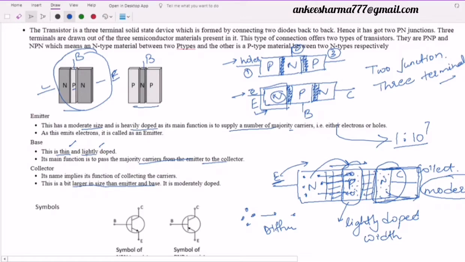No, it is not possible. The reason is because we have seen now that emitter is highly doped, whereas collector is lightly doped. Second, the width of the collector is large, whereas width of the emitter is small. And due to these reasons, we can't interchange our emitter and the collector. So it is very important for you to understand. Is it clear? So this is a very brief idea of how a transistor is constructed.